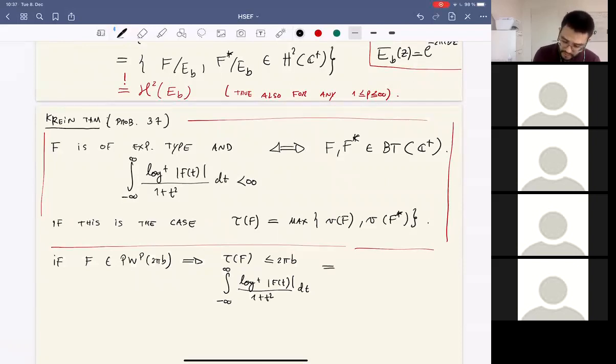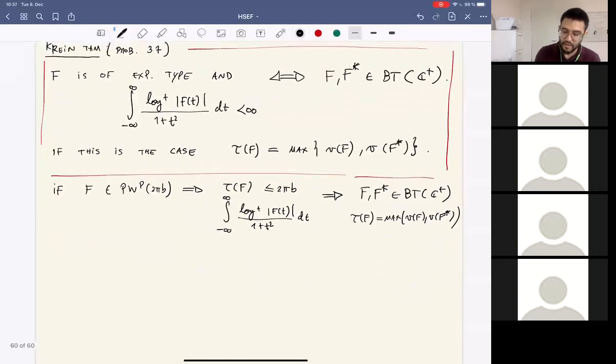Okay, so therefore, by Krein's result, what do we have? We have that f, just applying it plainly, and f star are both of bounded type in the upper half plane, and moreover, the type of f equals the max of the mean types. But since E_B is of bounded type, it's a function of bounded type, it's just an exponential.